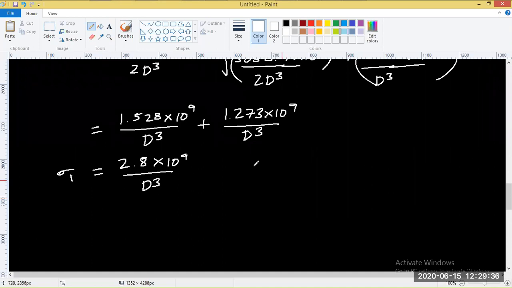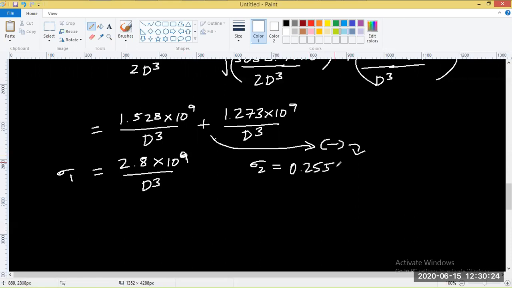Similarly, sigma 2 will be minus of this. So just the same thing will be negative. So if you do that and plug it here, let me see what you get. You get 1.528 E9 minus 1.273 E9. So you get 0.255 into 10 power 9 over d cube.